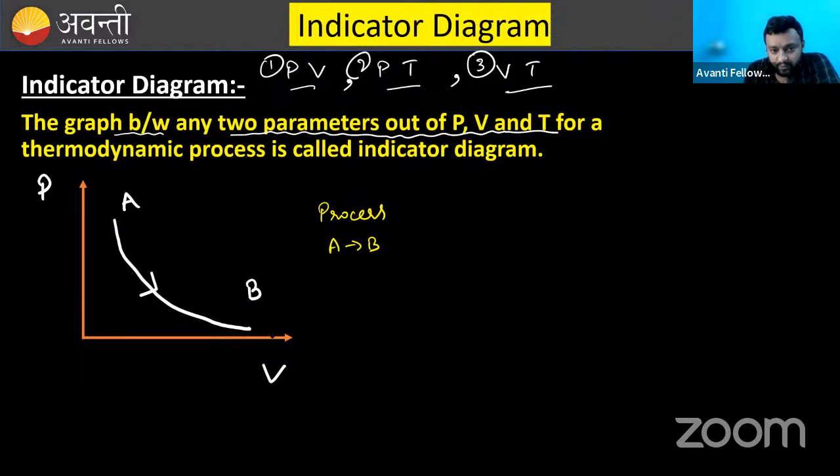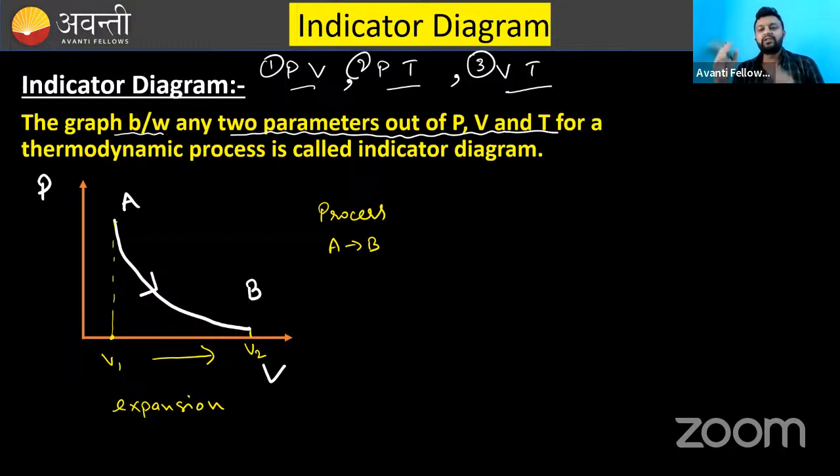And if you see, moving from A to B, this is A, this is B. Can you see that at A the volume is, let's suppose, V1, and at B the volume is, let's suppose, V2? Can you see that the volume is increasing? So what we can conclude is that this is expansion of the gas. In this process AB, expansion is taking place. I think it is clear. Why is it called an indicator diagram? Because it is indicating how the process AB is happening. What is happening here? Expansion is happening here.